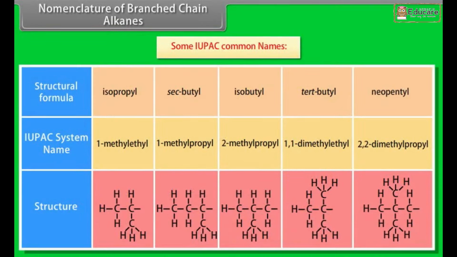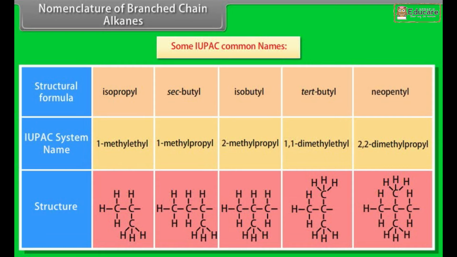Some IUPAC common names are: the common name is isopropyl, its IUPAC name is 1-methyl ethyl, and its structure is this. The common name is sec-butyl, its IUPAC name is 1-methyl propyl, and its structure is this. The common name is isobutyl, its IUPAC name is 2-methyl propyl, and its structure is this. The common name is tert-butyl, its IUPAC name is 1,1-dimethyl ethyl, and its structure is this.